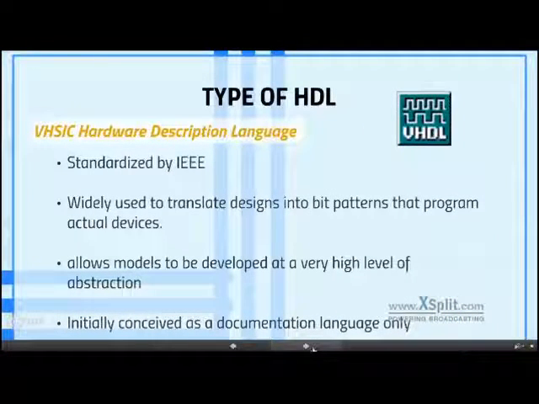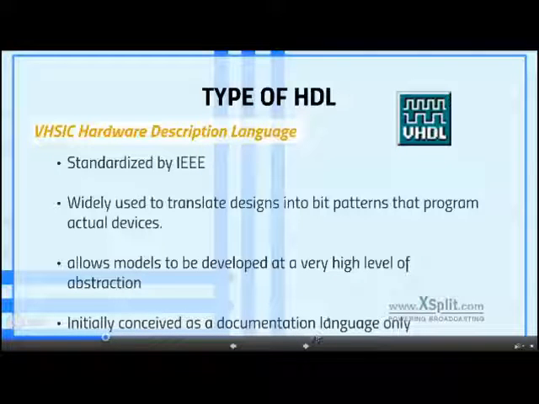Now let's go into detail about the types of HDL. The first one is the VHSIC Hardware Description Language. The V in VHDL stands for VHSIC, which stands for Very High Speed Integrated Circuit Hardware Description Language. This language is used to describe the structure and behavior of digital electronic hardware designs, such as ASIC and FPGA, as well as conventional digital circuits. It is standardized by IEEE, and it is widely used to translate designs into a bit pattern that programs the actual device, and it allows models to be developed at a very high level of abstraction. And lastly, it was initially conceived as a documentation language only.